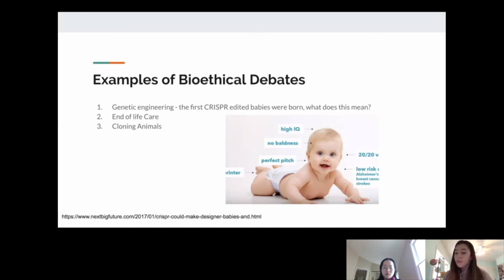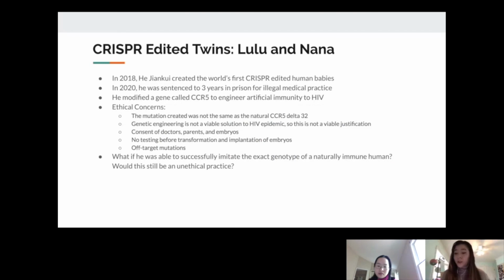However, arguably the most controversial bioethical debate revolves around the use of genetic editing in humans, and no better is this represented than in CRISPR babies. In 2018, He Jiankui became the first scientist to create CRISPR-edited human babies, and in 2020, he was sentenced to serve 3 years in prison for illegal medical practice. This is a great example of the significance of bioethics in research.